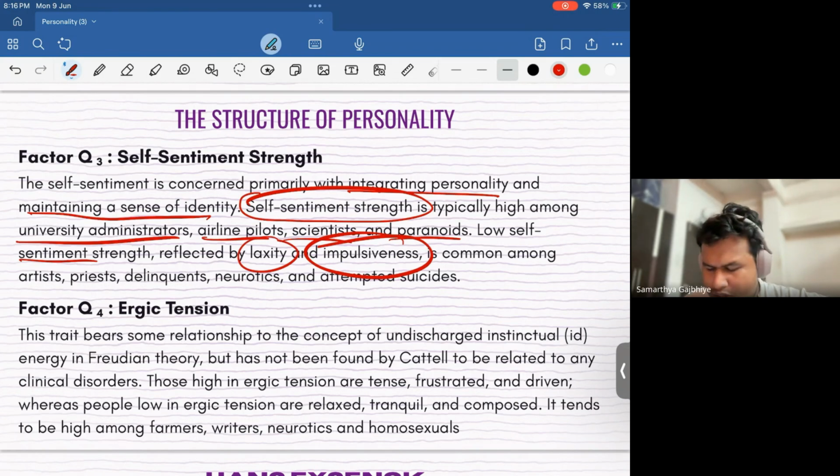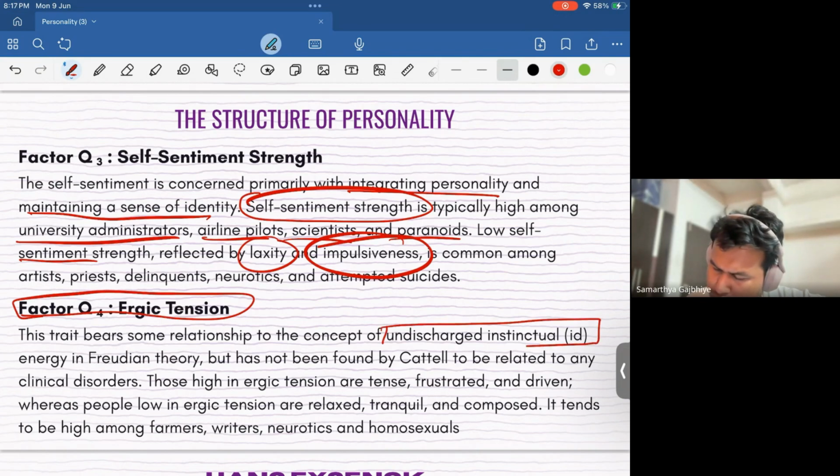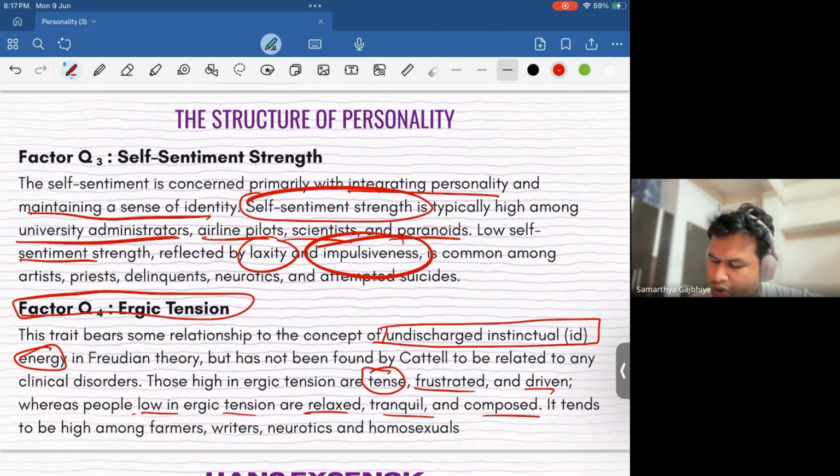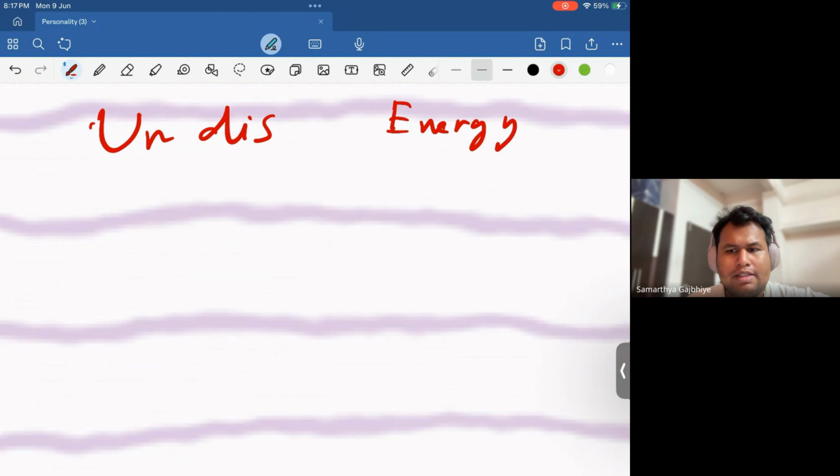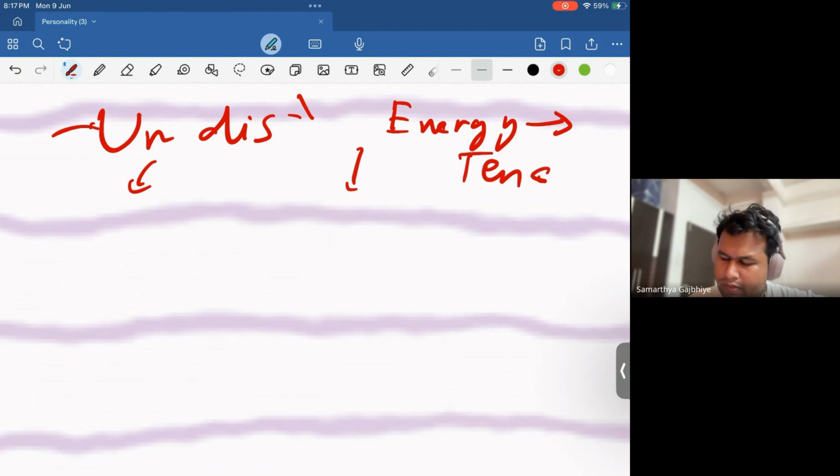Okay. And the last concept for today is ergic tension. This trait bears some relationship to undischarged instinctual energy. What does this mean? I'll tell you. Those high in ergic tension are tense, frustrated, and driven, and those low in ergic tension are relaxed, tranquil, and composed. I'll explain through one example and I hope it makes it clear. Undischarged energy will create tension. There is energy within you, and if it's not discharged outside, if it remains inside, it will create tension.